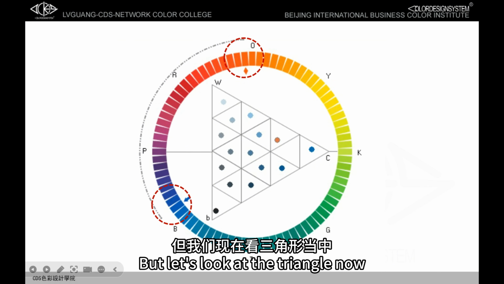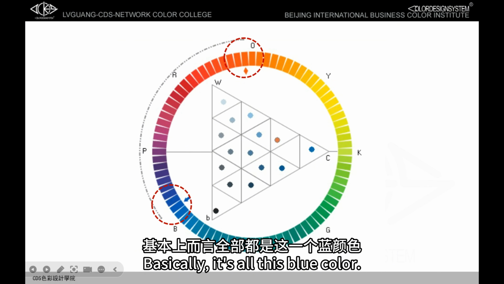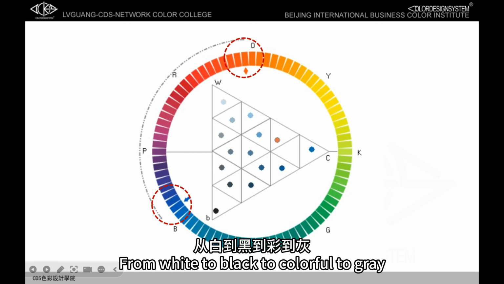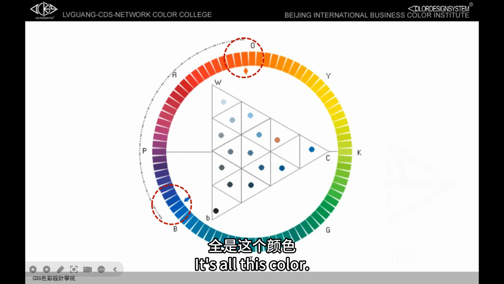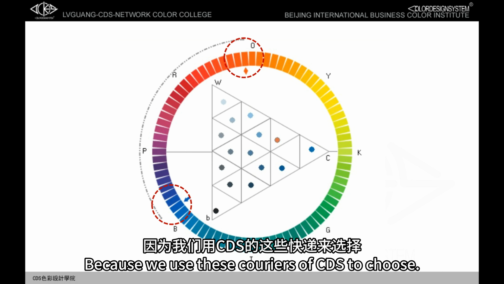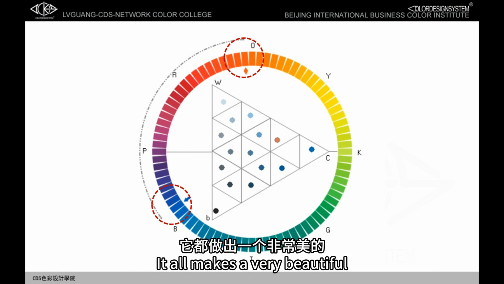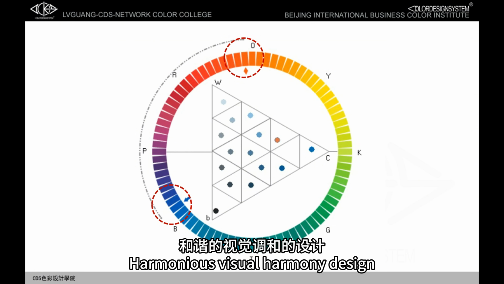But let's look at the triangle now. Basically, it's all this blue color. From white to black to colorful to gray. It's all this color, because we use these couriers of CDS to choose. It's very simple. Will you design? It all makes a very beautiful, harmonious visual harmony design.